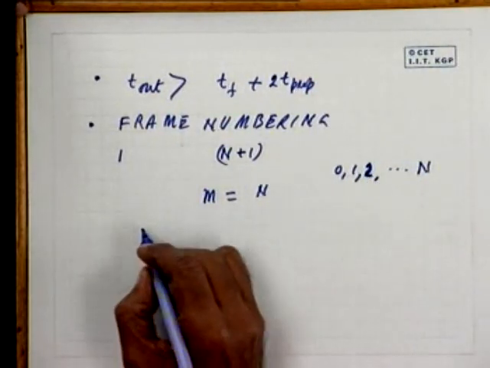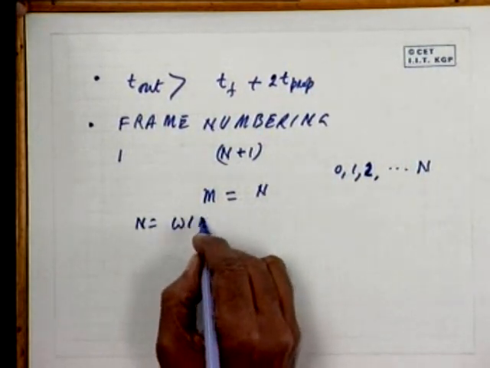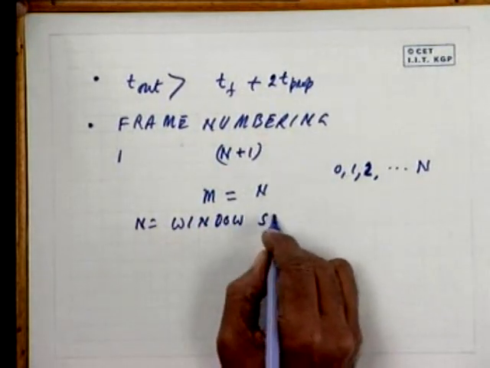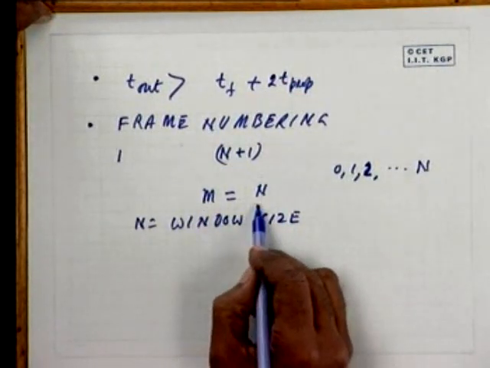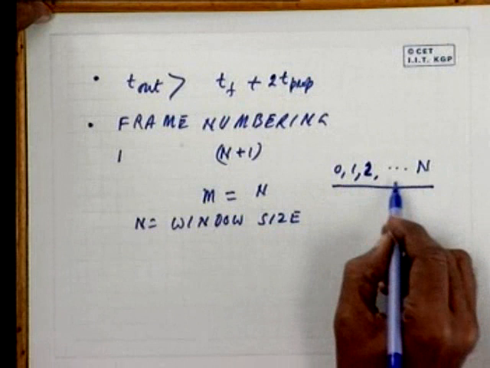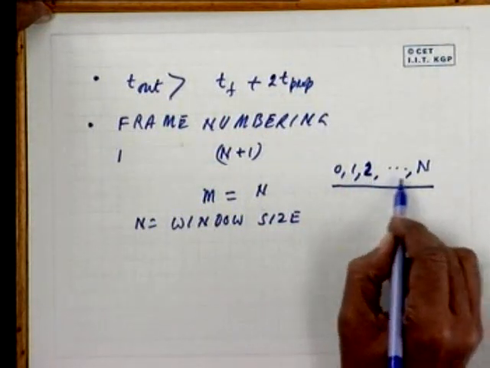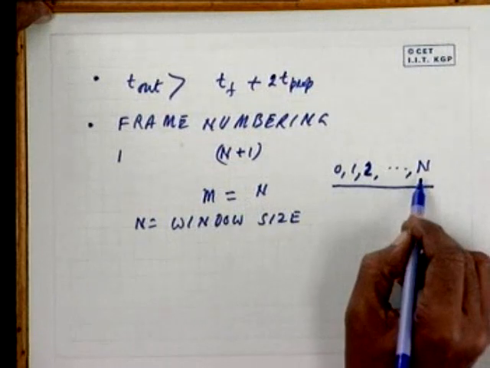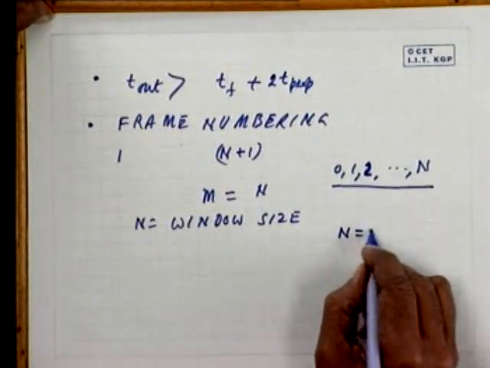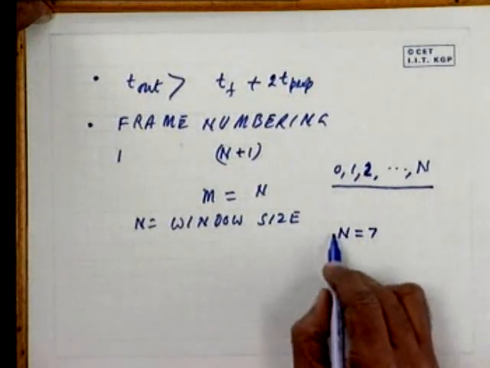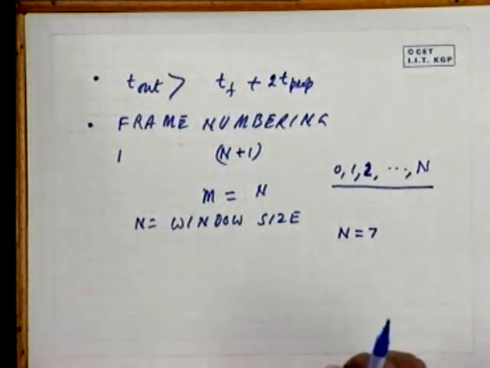That means if n is the window size, then the modulus should be decided by n, where the frame numbers are 0, 1, 2, 3 up to n. That means n plus 1, which is 1 more than the window size. For example, say n is equal to 7. The window size of the transmitter is n. That means n frames can be transmitted before receiving an acknowledgement of the present frame.